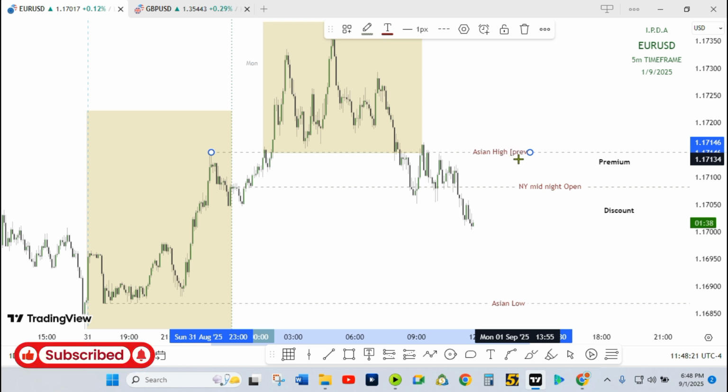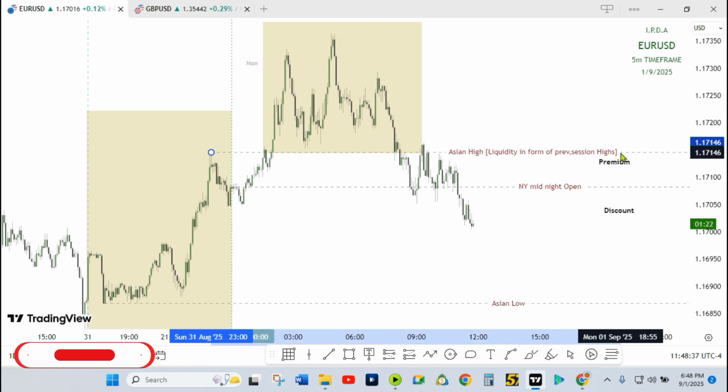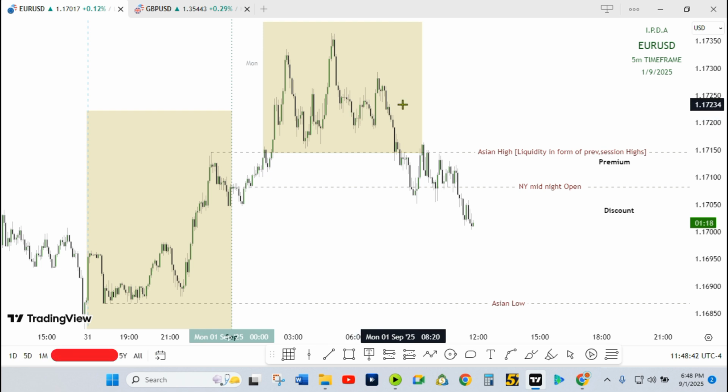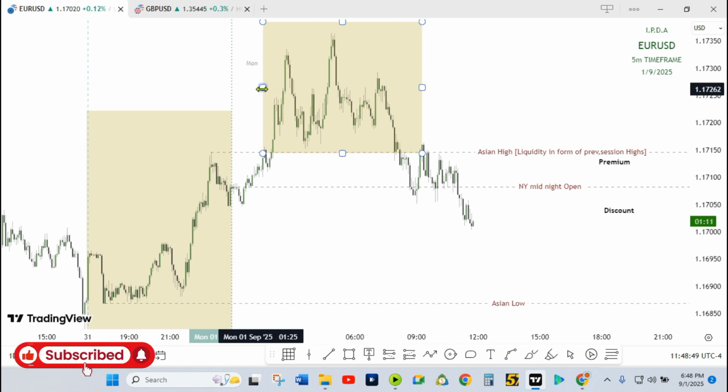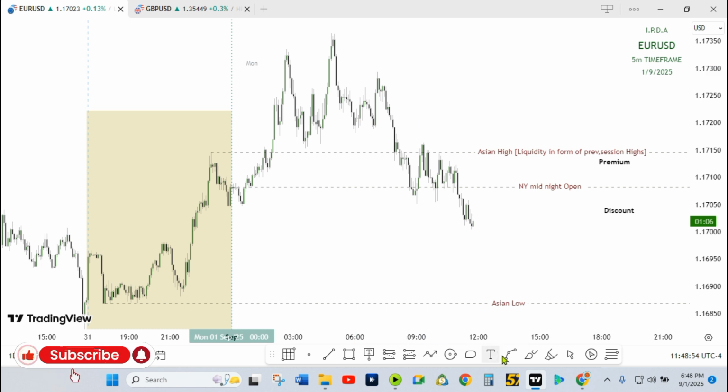This is liquidity in the form of previous session highs. Knowing this helps us to know the liquidity purge before the sell. Now we have the New York midnight open, we have the Asian highs, and we have the liquidity sweep already. Now we have to check the gears which will take us from premium to discount.